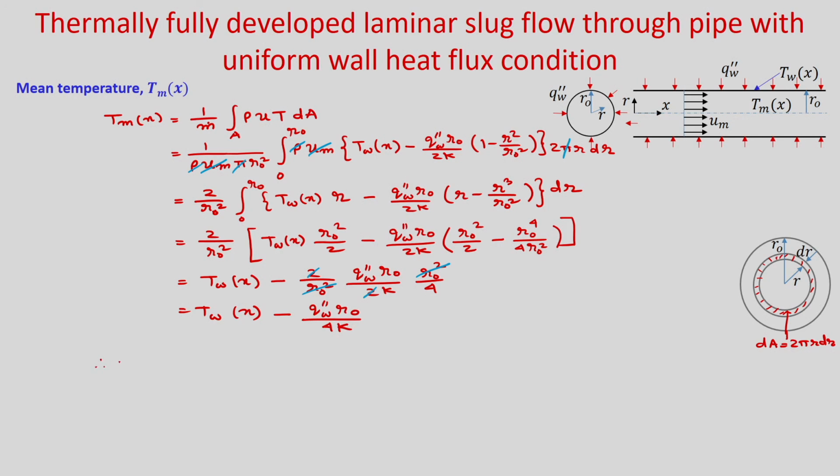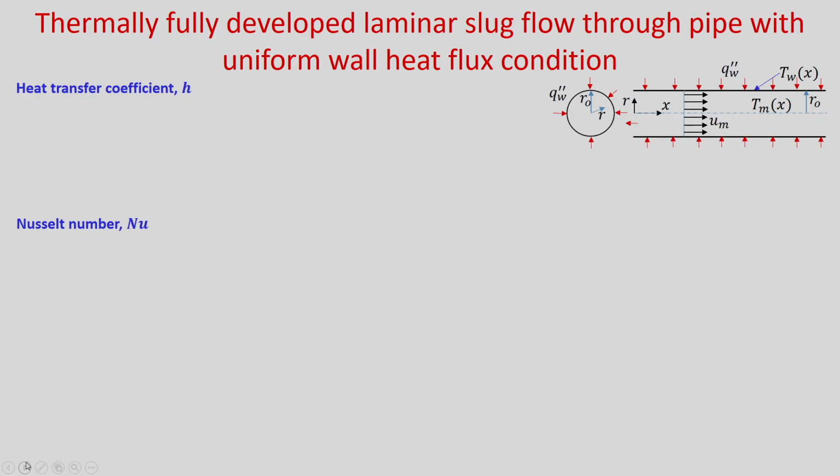Okay. So, now you can write the temperature difference T w minus T m at x as q double prime w r naught by 4k. Okay. So, now you find the heat transfer coefficient. Heat transfer coefficient you can write as q double prime w by T w minus T m. So, H you can write as q double prime w by T w minus T m.